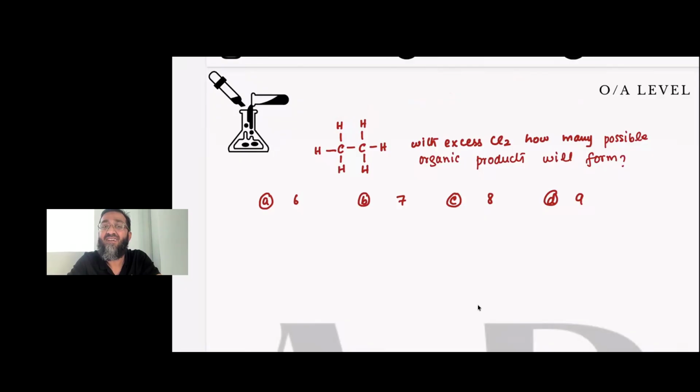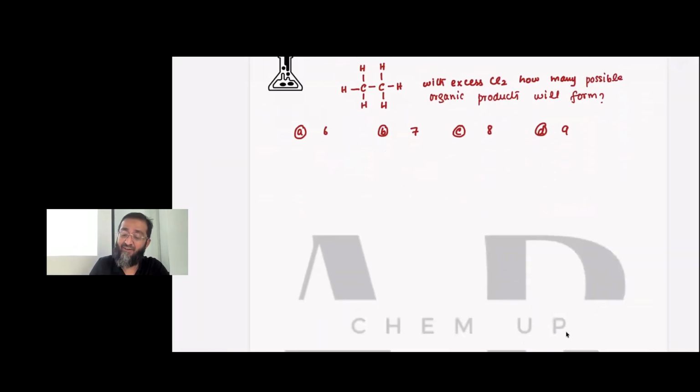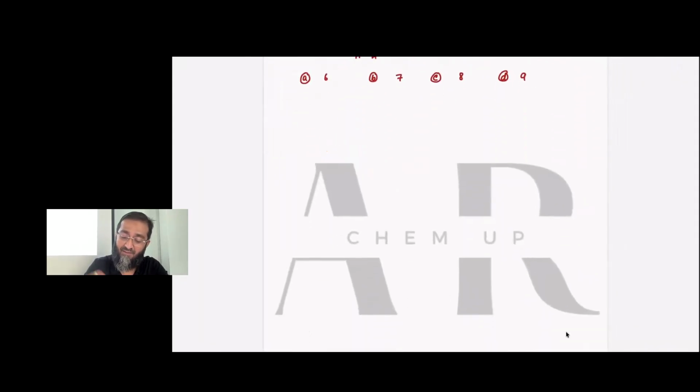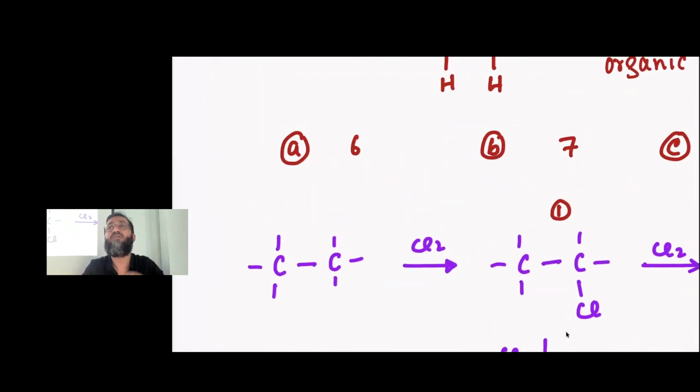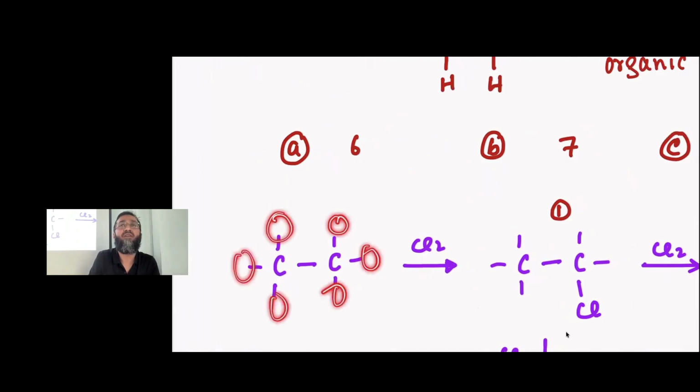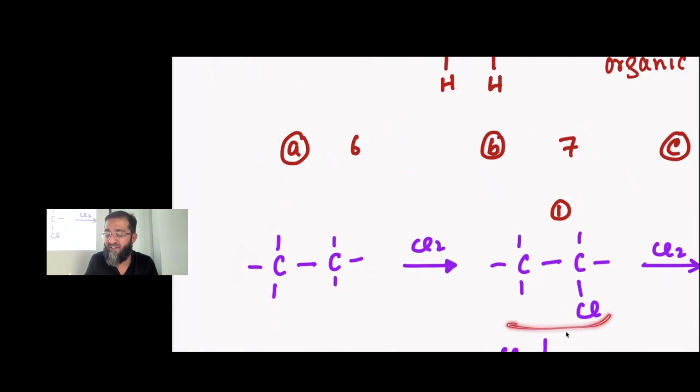Actually, we will get 9 organic products. Yes, so have a look how. See, when the first chlorine is going to be substituted, it doesn't matter whether this chlorine goes over here. All of these 6 positions are equal. Wherever the chlorine goes, the molecule would become chloroethane, right?